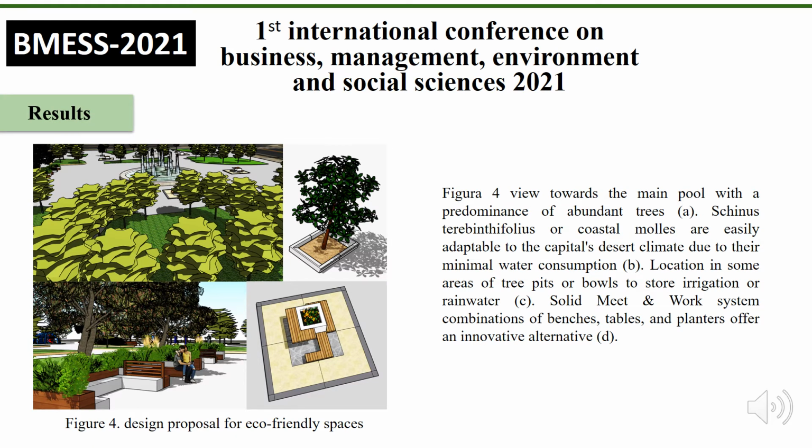Results. As we can see in Figure 1, the design proposal of eco-friendly spaces viewed toward the main pool with a predominant abundant street. Ficus benjamina or coast molles are easily adapted to the capital's desert climate due to their minimal water consumption. Located in some areas are three pits or bowls to store irrigation rainwater. And the fourth figure, the salt mill and work system, a combination of benches, tables, and planters, offers an innovative alternative.